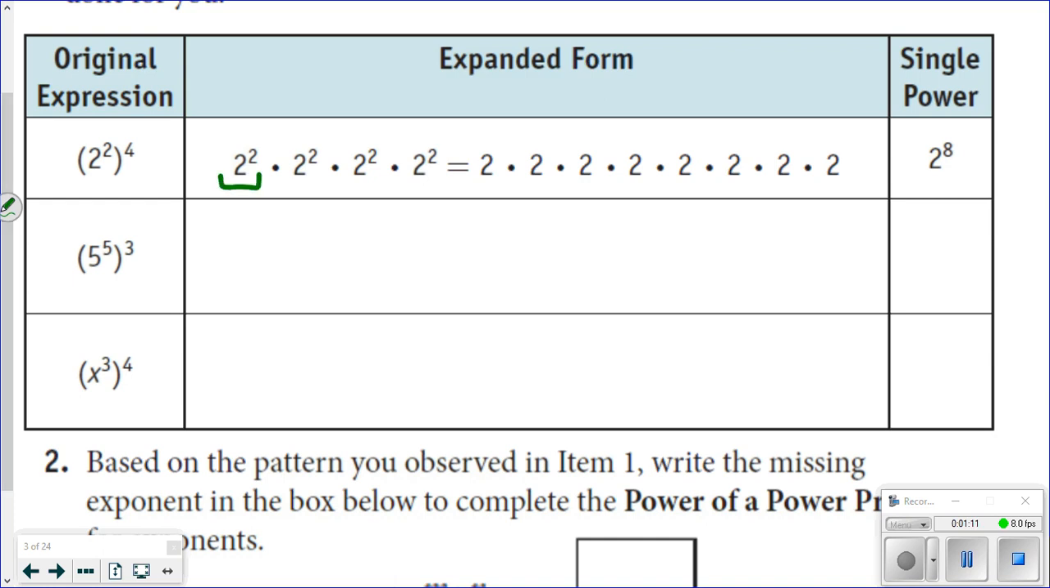So I have 2 squared, which is 2 times 2. Again, 2 squared, which is 2 times 2. 2 squared. And 2 squared, which is 2 times 2. So I have 2 squared multiplied by itself 4 times, which essentially is 2 times 2 times 2 times 2 times 2 times 2 times 2 times 2. And if I count all of those up, it's 2 multiplied by itself 8 times. So it's 2 to the 8th power.